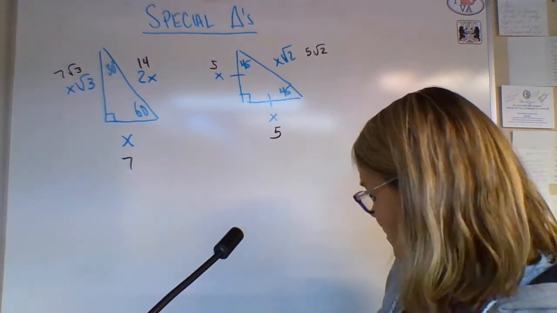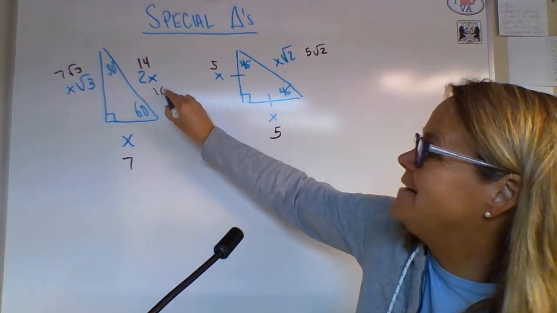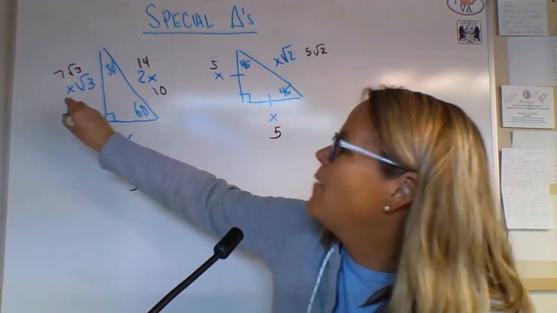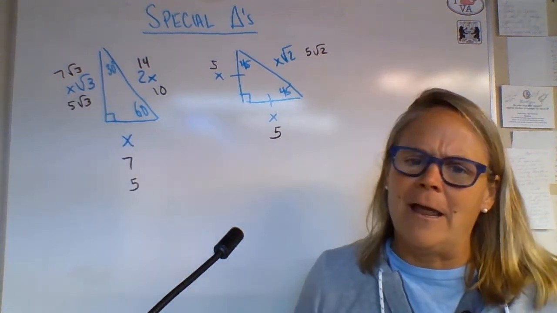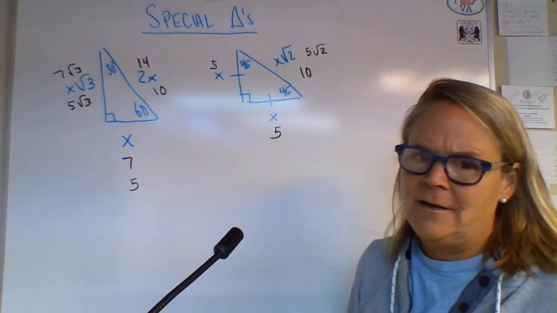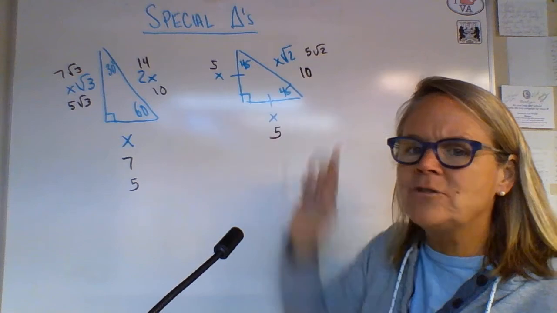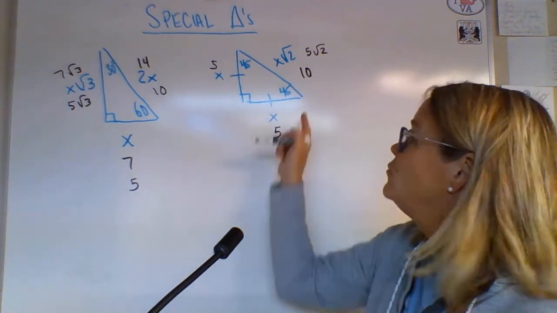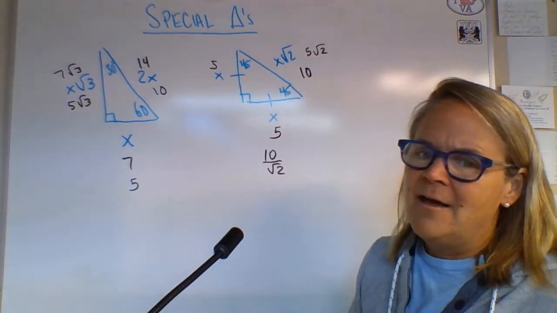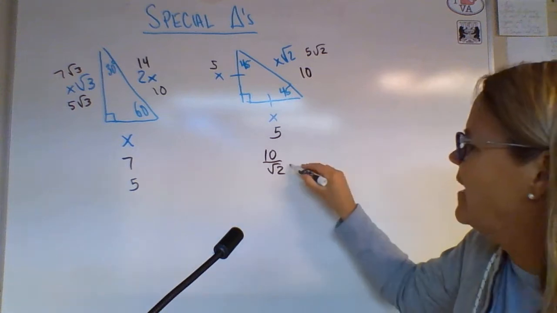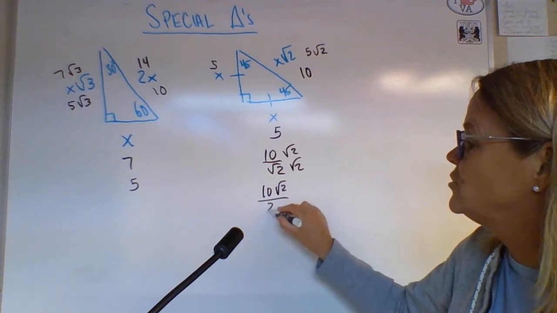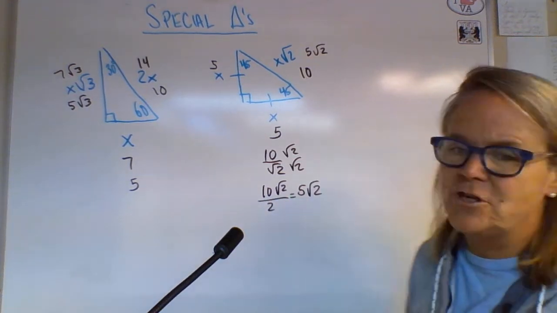You could do it backwards. If I told you this was 10, well, that means the short side would be 5, and that would be 5 square root of 3. Now, if I told you this was like 10, well, if you know a leg, you multiply by radical 2. So if you know the hypotenuse, you would divide by radical 2. But you can't have your fraction like that. So you multiply, you get 10 radical 2 over 2, which is 5 radical 2.